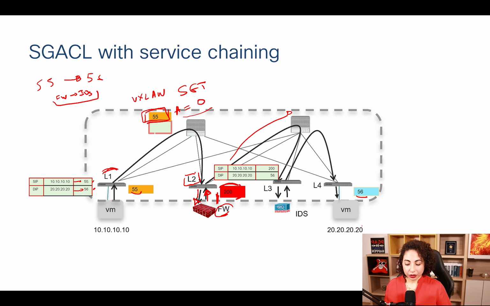And actually, Leaf 2 will be considering another entry in its policy configuration. It's no longer saying what contract corresponds to the traffic from 55 to 56. Now it is considering the contract for the traffic from 200 to 56.